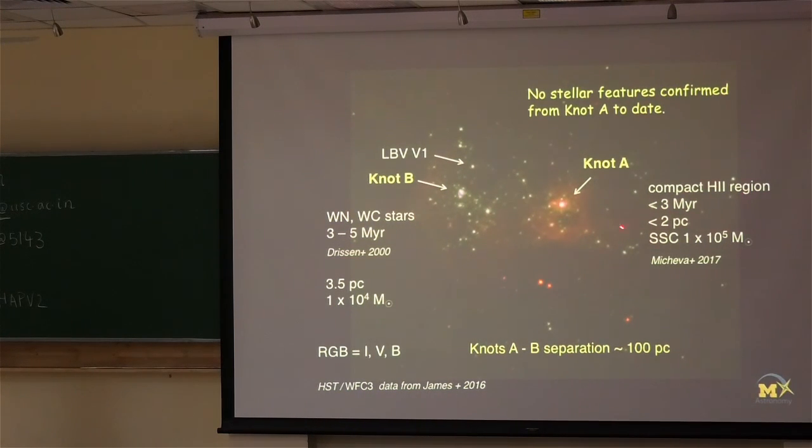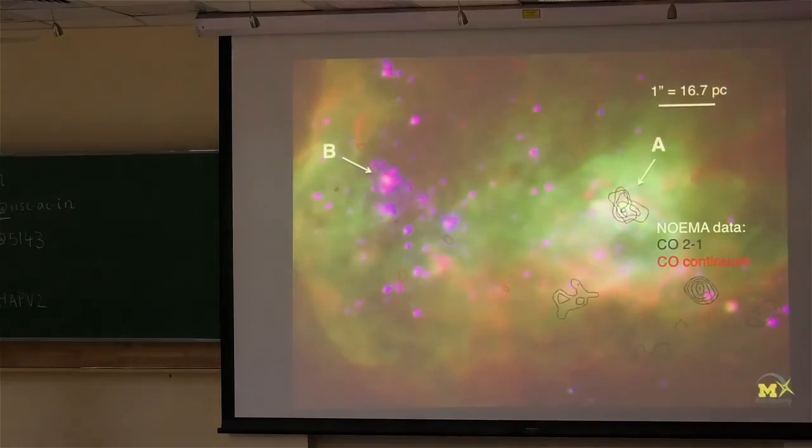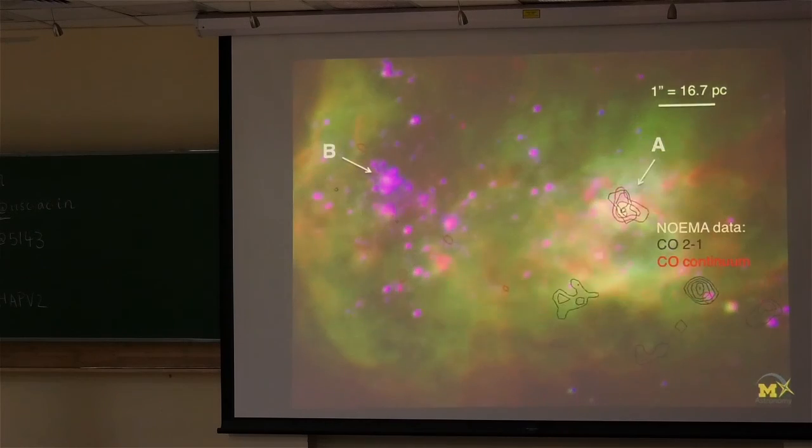And it is much more compact, about 1.5 parsecs in radius. Yet this is the source of all the ionizing radiation that we saw from the H2 region, because it's 10 times more luminous. So, zooming in on knot A, we were able to obtain CO 2-to-1 observations. Those are shown in black. The red shows you the CO continuum. This was obtained with the NOEMA interferometer.